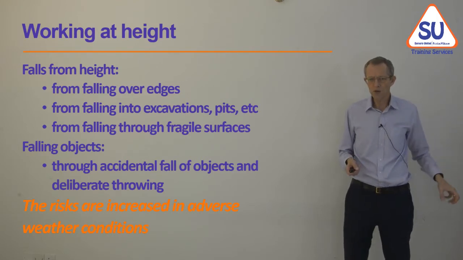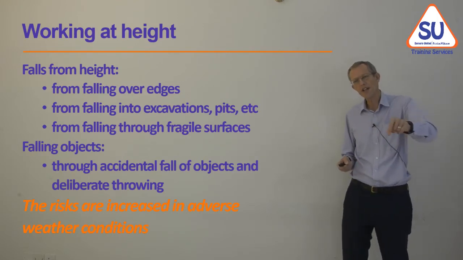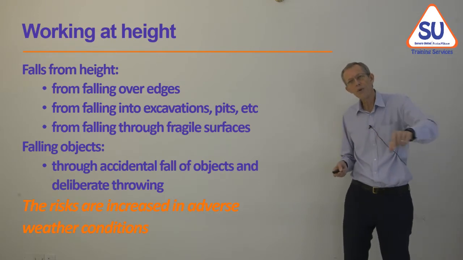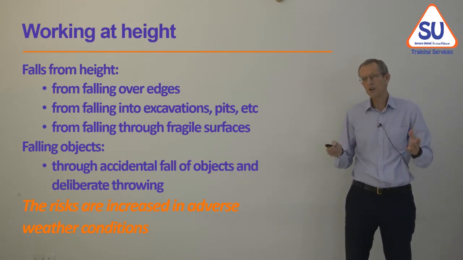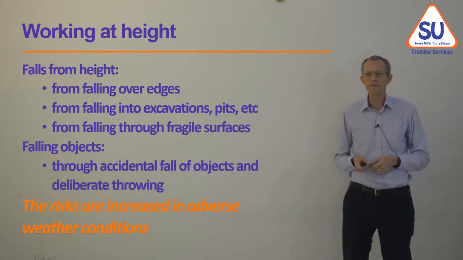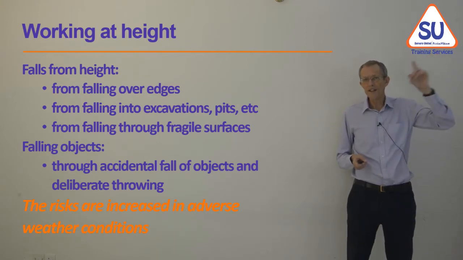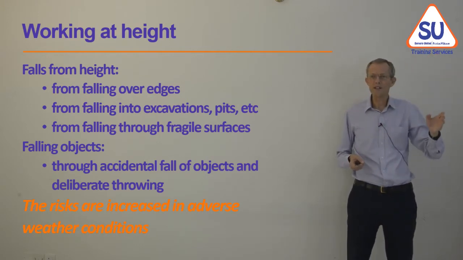so they can walk to that place to do the maintenance, and provide a maintenance platform round the piece of equipment that needs servicing. So falls from height. The other one is falling objects.